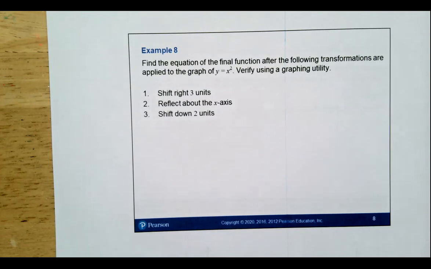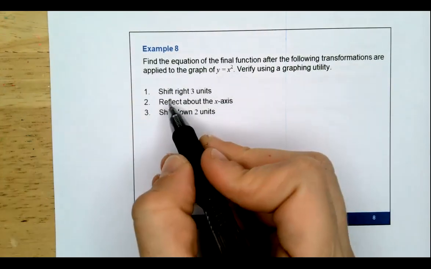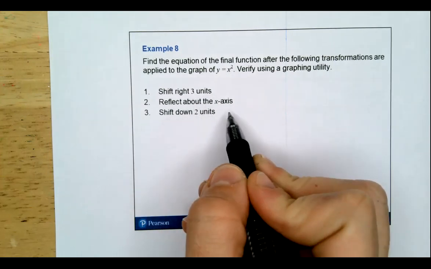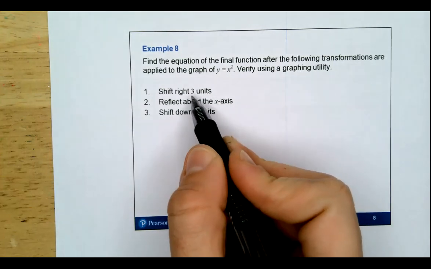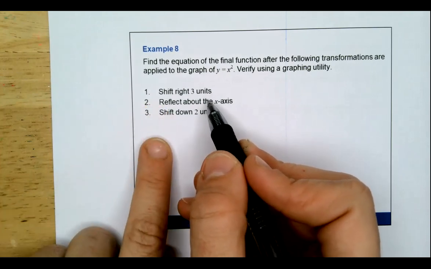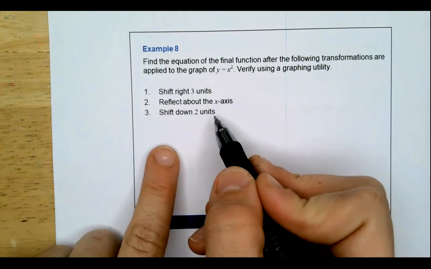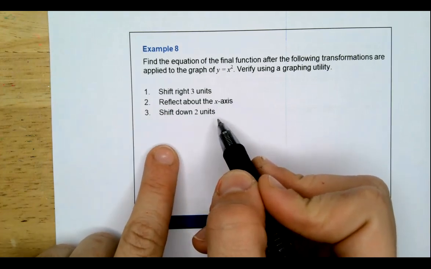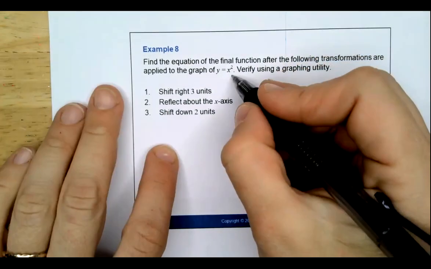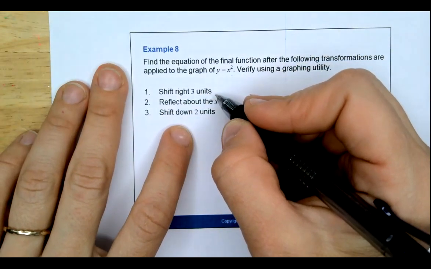Find the equation of the final function after the following transformations are applied to the graph of y equals x squared. Verify using a graphing utility. So we have y equals x squared, shift right 3 units, reflect about the x-axis, shift down 2 units. Okay, that is the order you want to do it in. So you want to do the horizontal shifts, stretches and compressions they did not ask about. Then you want to do the reflection, and then you want to shift up or down. So that's good. So x squared shifted right 3 units.